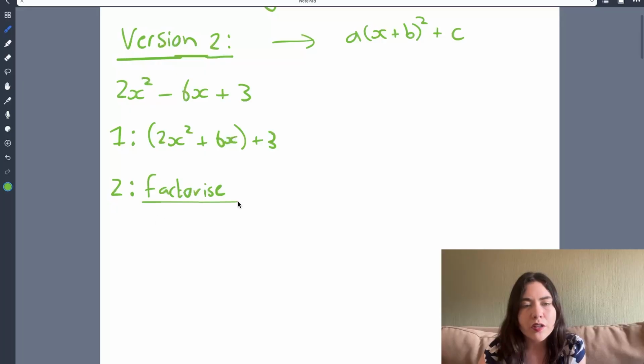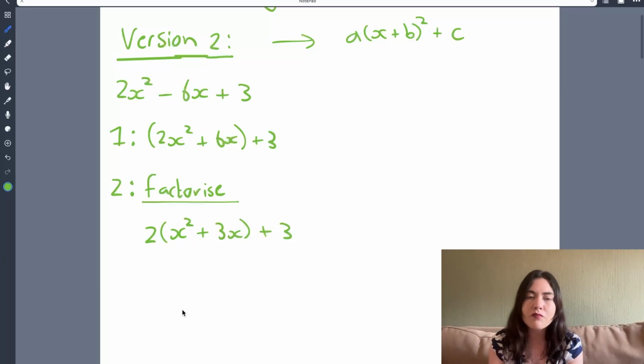So what does that look like? Basically, we're going to take the 2 out. We're going to be left with x squared plus 3x plus 3. So don't forget, if it was a 3 in front of it, then we divide by 3. If it was a 4 in front of it, we divide by 4.